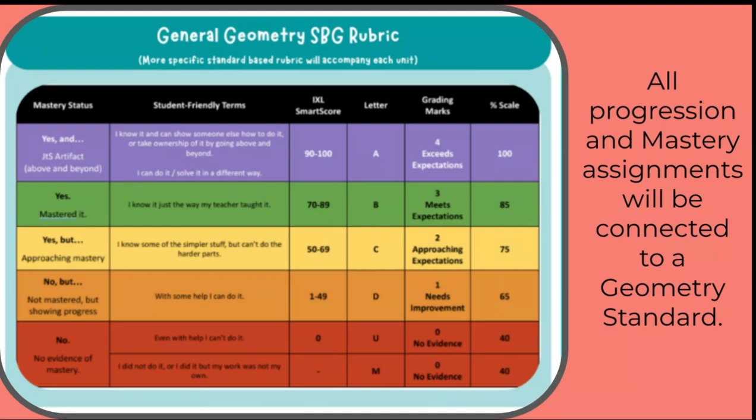One of the main differences that you will find with standards-based grading is often teachers will give grading marks of 4, 3, 2, or 1. That is not the number of points a student has earned. It represents the level of mastery a student has on a specific topic. 4 means the student has exceeded expectations. 3 means they meet expectations. 2 means they are approaching expectation. And 1 means that they need improvement.